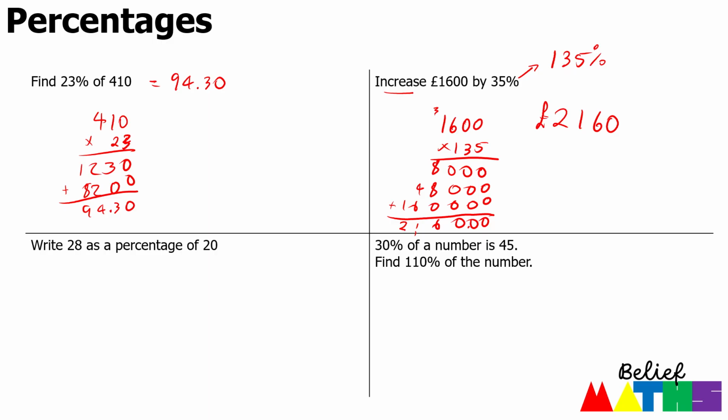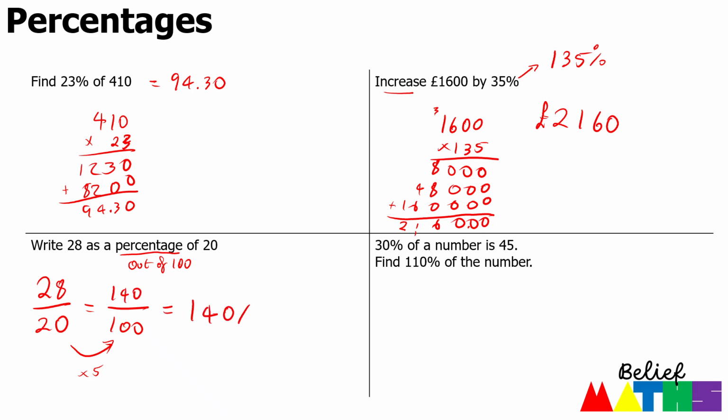Now this, write 28 as a percentage of 20. We've seen something like this when we had fractions. Again, we start in the exact same way, we go 28 over 20, the first number over the second number. Now percent, remember, means out of 100. So the quickest way to do this is to make the denominator 100, so multiplying by 5. 28 times 5 is 140, and because we're now out of 100, that's 140%.